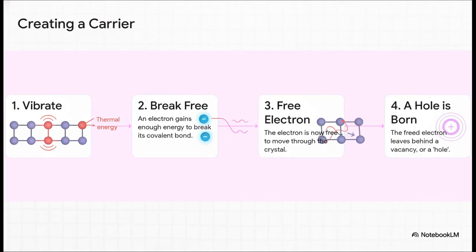So at any temperature above absolute zero, which is pretty much everywhere, the atoms in this crystal aren't perfectly still. They're vibrating, they're shaking around. And every once in a while, an atom gets enough of a jiggle from this heat energy that it actually knocks one of its electrons clean out of that bond. Suddenly, you've got this electron that's free. It can wander around the crystal. But, and this is just as important, it leaves behind an empty spot, a vacancy where it used to be.